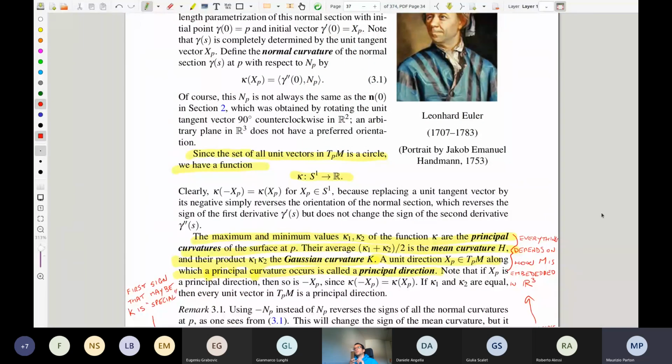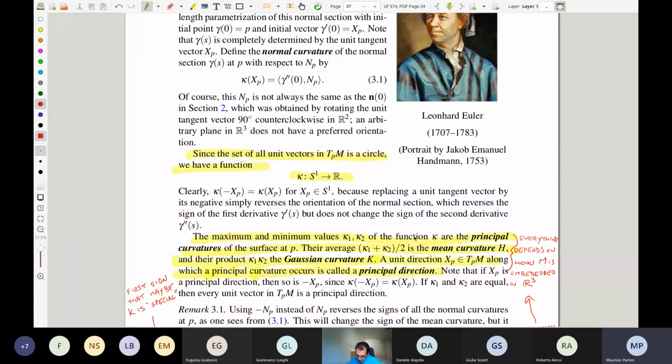What do I mean? That we have already proved that K1, K2, and the mean curvature cannot be intrinsic because they depend on the most trivial thing we can choose. They depend on the direction we choose.